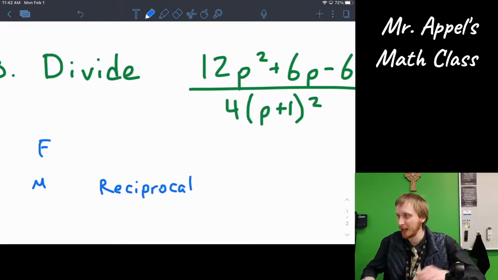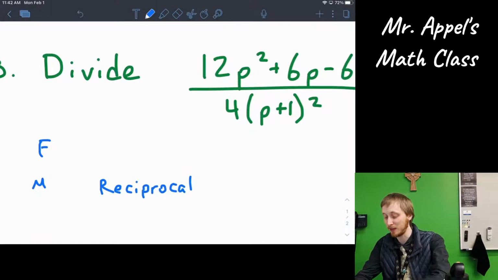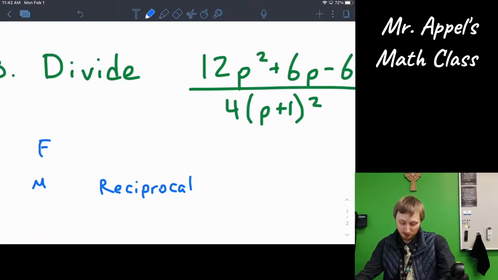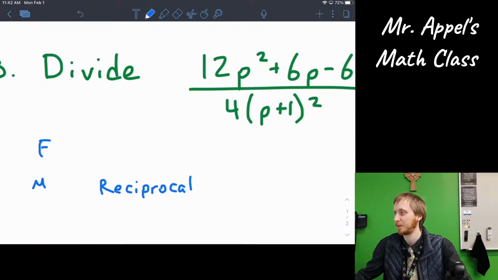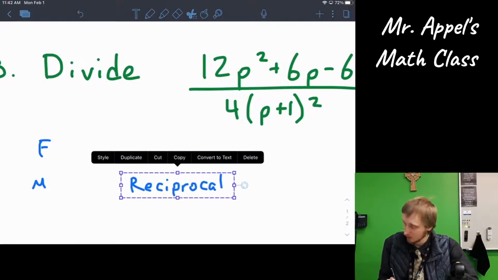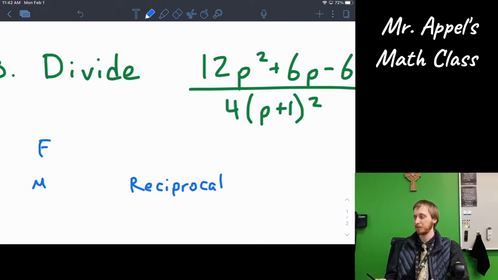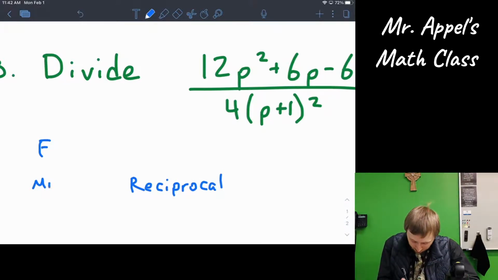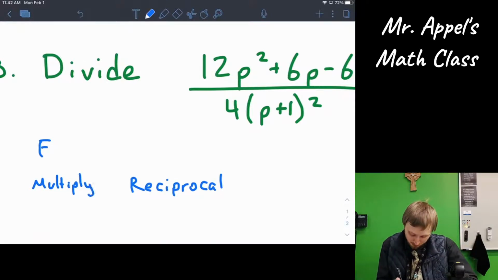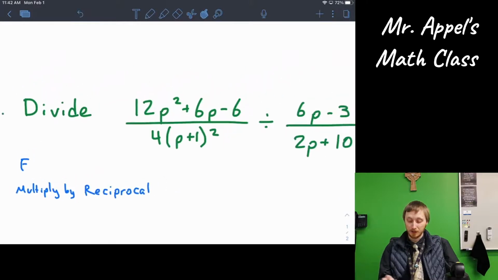Reciprocal? I don't remember how it's spelled. I'm terrible at spelling. That's why I teach math. Reciprocal. Yes, okay. Got it right the first time. What do we do with the reciprocal? Multiply. Multiply by the reciprocal. Okay.